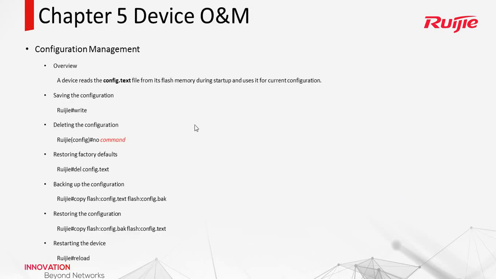Configuration management. We can use write to save all of your configurations and use no command to cancel what you configured. And if you want to back up the configuration, you can use copy flash configure txt to flash configure back. Then you can restore it and use reload to restart the device.